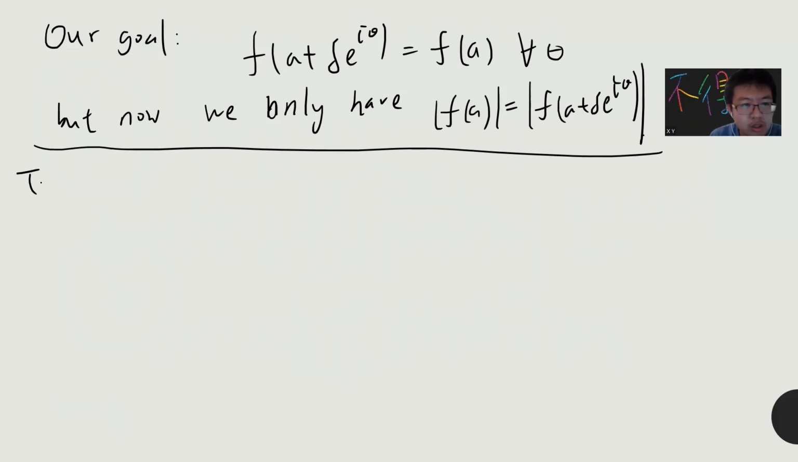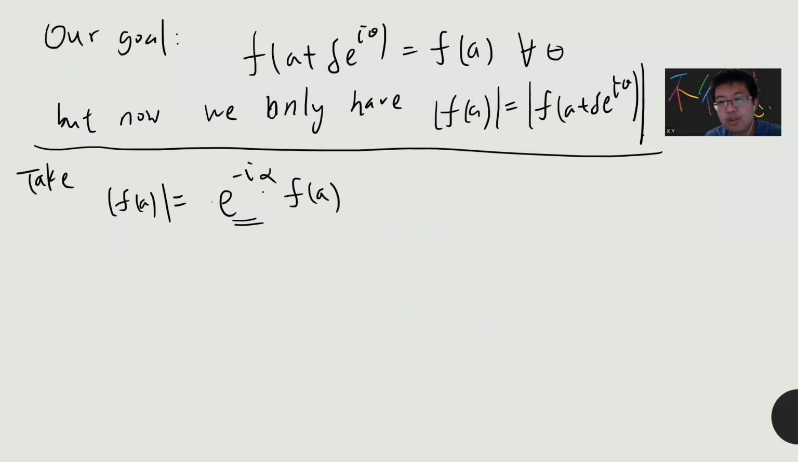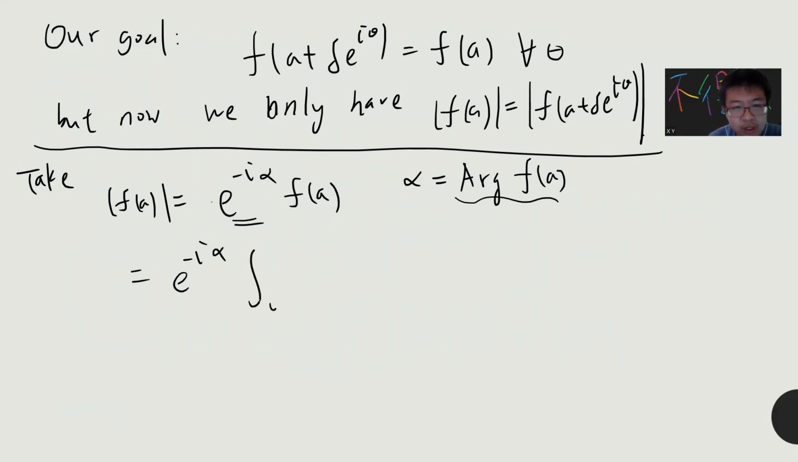So what do we do? We just try to prove that if there is a phase difference, then the results will be different, right? So let's write f of a as e to the minus alpha times the modulus of f of a, where alpha is just the phase. One can say that alpha is the argument of f of a. Then we just multiply by e to the negative i alpha and do the integration. So we get 1 over 2 pi, integral from 0 to 2 pi of f of a plus delta e to the i theta d theta.